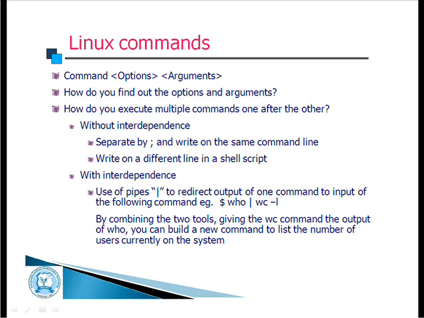For example, if I want to see who all are logged in currently, then I can type who, which is a command that tells me which users are currently logged in, and I just pipe it to wc -l, and it will give me the total number of users that are currently logged into my machine. It will just count the number of lines, right?